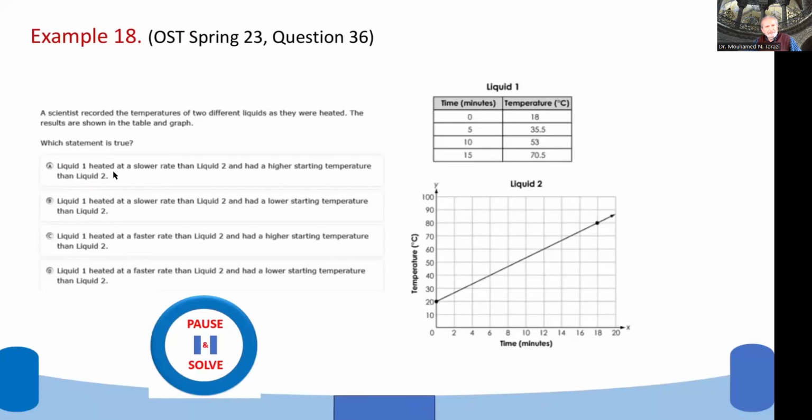Liquid 1 heated at a slower rate than liquid 2. We don't know yet because I don't know the rate yet. And had a higher starting temperature. This is liquid 1, the starting temperature is 18. This one, the starting temperature is 20. So this one is not higher than this. So this option is gone.